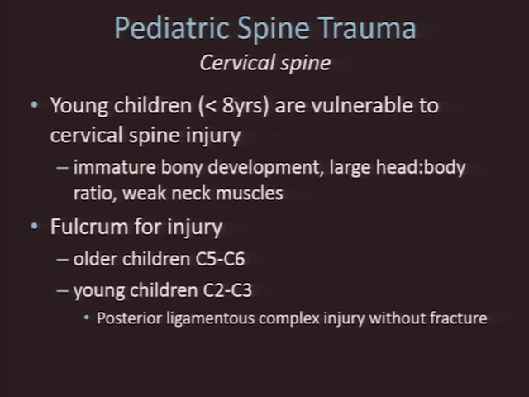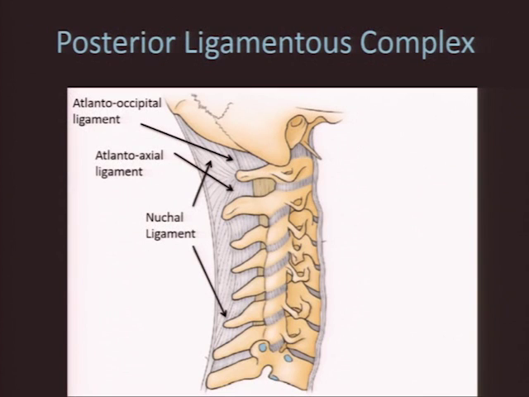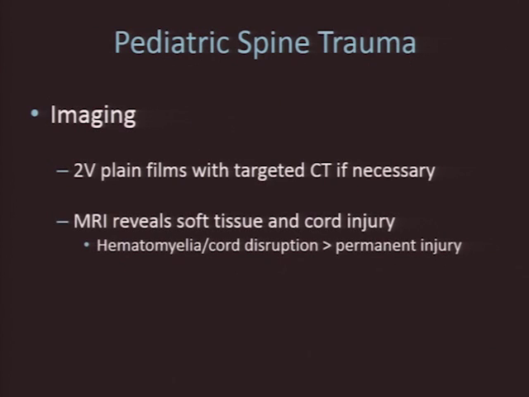The fulcrum for injury in older kids is going to be lower in the spine. It's at C5-6. In young kids, it's going to be higher up at the approximate C2-3 level. And what we tend to see in these young kids is posterior ligamentous complex injury without fracture. So the posterior ligamentous complex is comprised of the atlanto-occipital ligament, the atlantoaxial ligament, and the nuchal ligament, and that's where we're going to be looking for trauma.